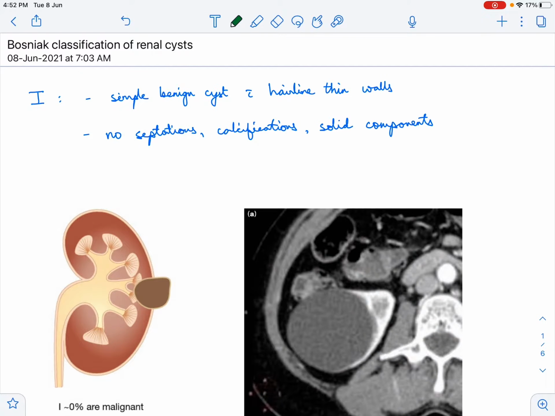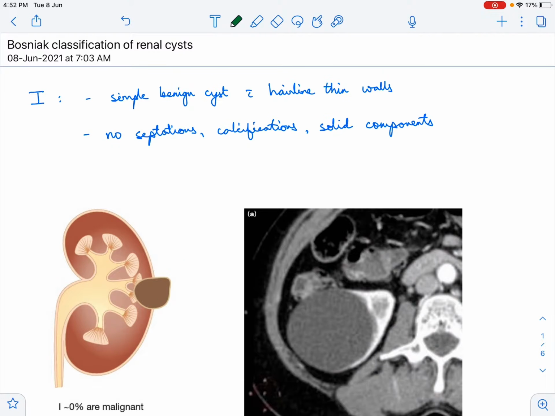In this video, we'll be discussing the Bosniak classification of renal cysts. The Bosniak classification of renal cysts was devised to predict the risk of malignancy of each kind of cyst, because then the treatment of the cyst would vary accordingly.